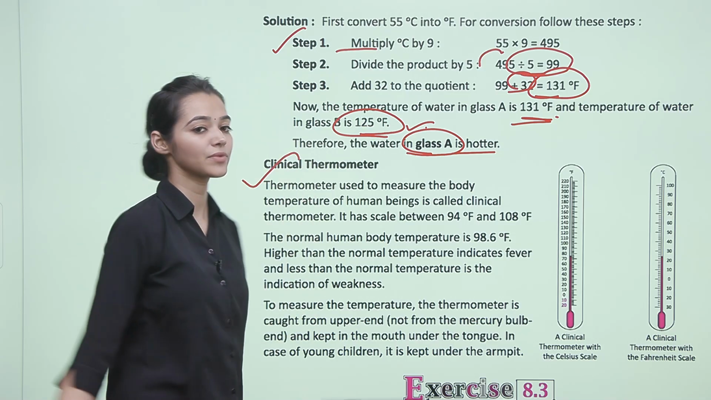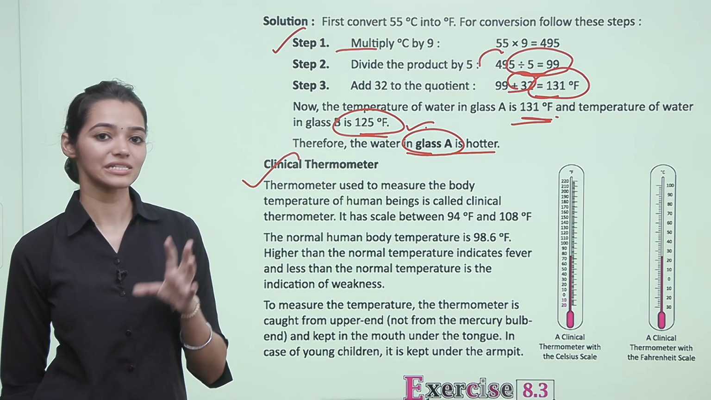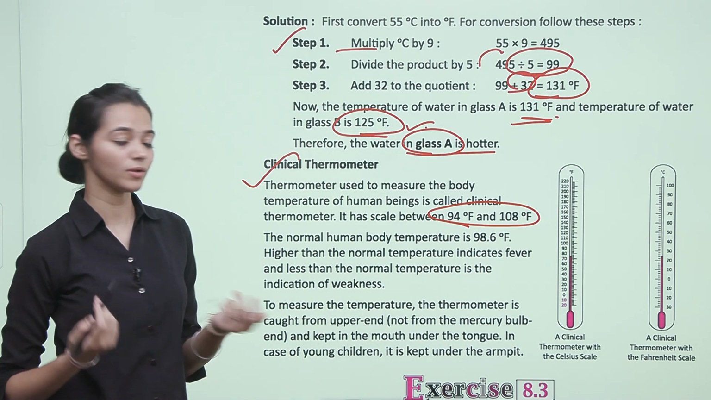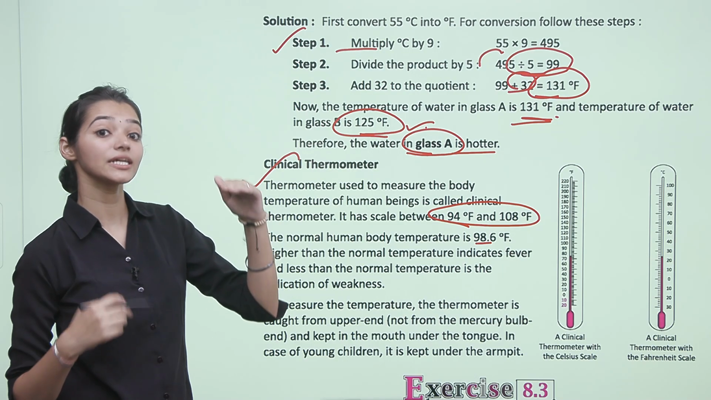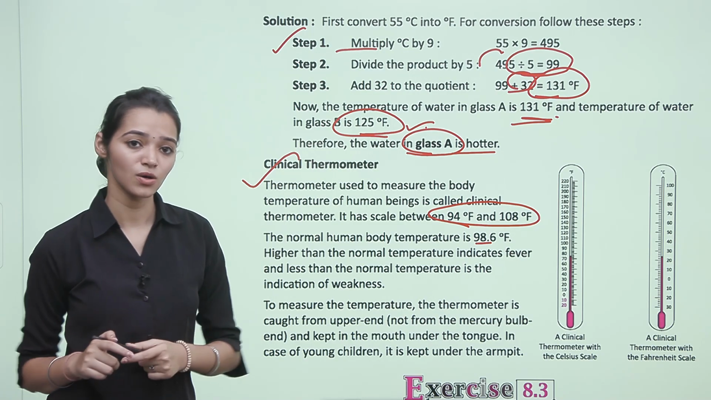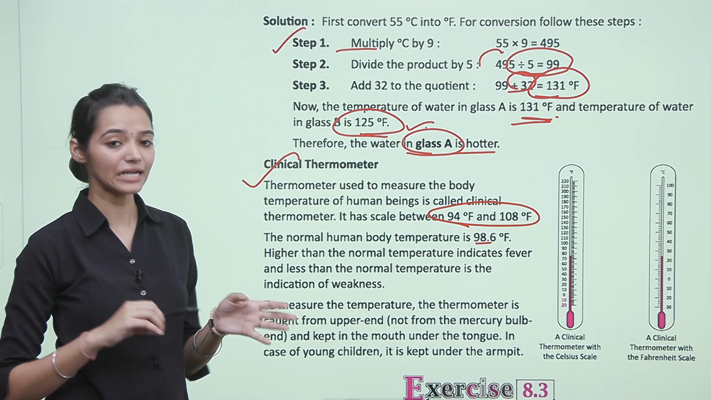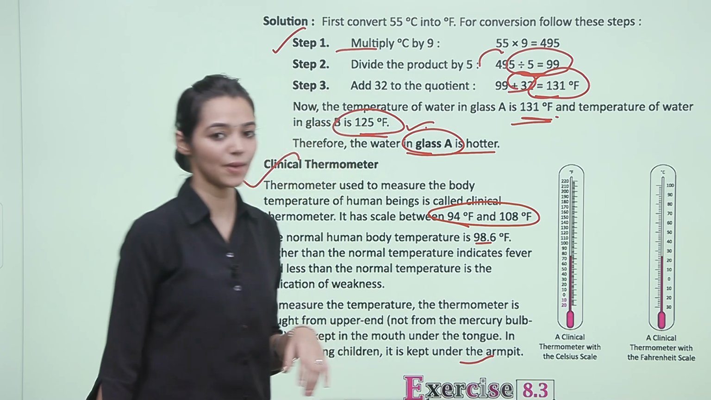Now let's look at the clinical thermometer. The thermometer that is used to measure the body temperature of human beings is known as a clinical thermometer. It is scaled between 94 and 108 degrees Fahrenheit, and normal human body temperature is 98.6 degrees Fahrenheit. A higher than normal temperature indicates fever, lower indicates weakness. To measure the temperature, the thermometer is held from the upper end and kept in the mouth under the tongue. In the case of young children, it is kept under the armpit.